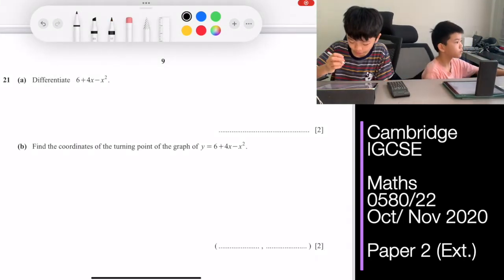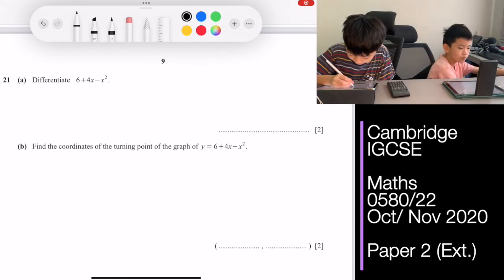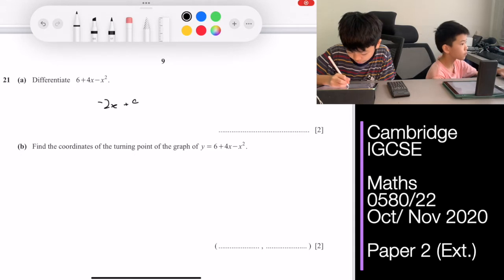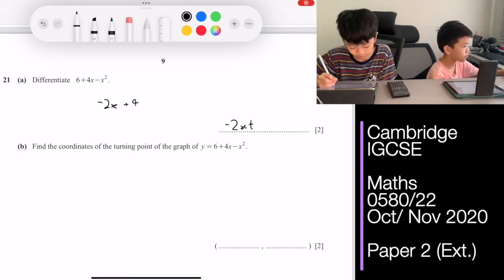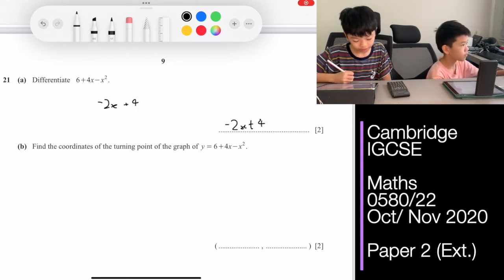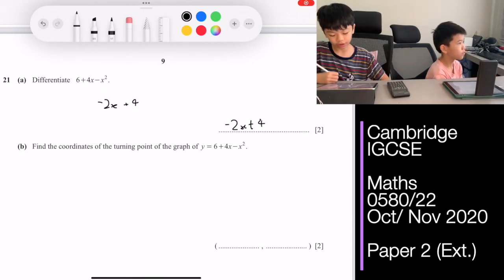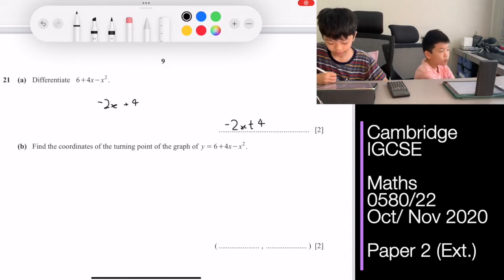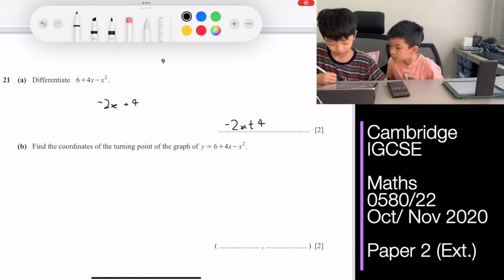6 plus 4x minus x squared. That would be negative 2x plus 4. Next, we find the coordinates of the turning point of the graph y equals 6 plus 4x minus x squared.